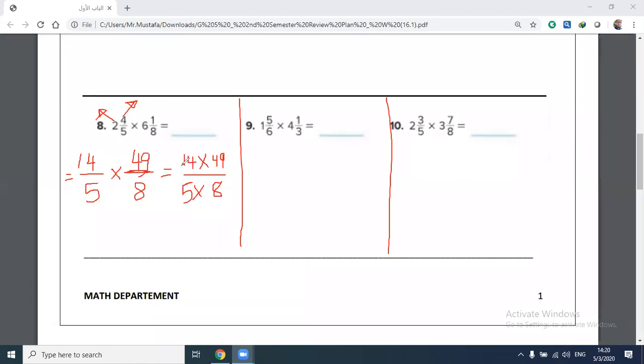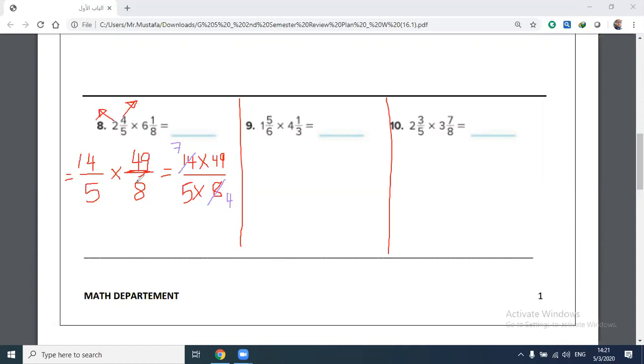14 is divisible by 2. Is any number in the denominator divisible by 2? Yes, 8, here. 14 divided by 2 equals 7. And 8 divided by 2 equals 4. There is no more.